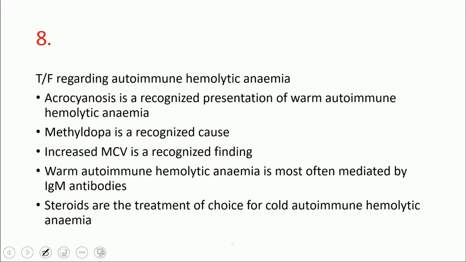So acrocyanosis is seen in cold autoimmune hemolytic anemia, right? Acrocyanosis is when the peripheries become cyanosed, because the peripheries are the coolest in your body. The red cell lysis, hemolysis occurs in the fingers, and that causes a condition called acrocyanosis. That is cold autoimmune hemolytic anemia because those are the coolest areas of the body.